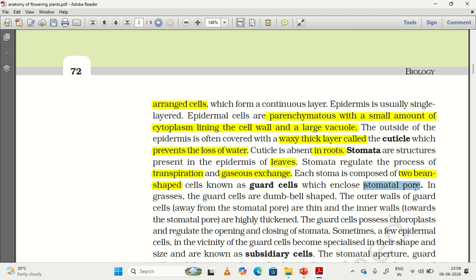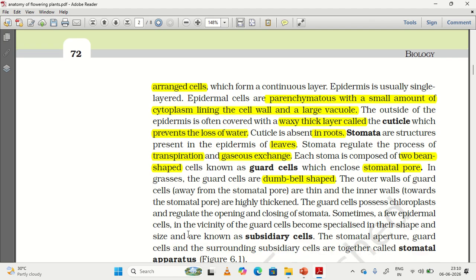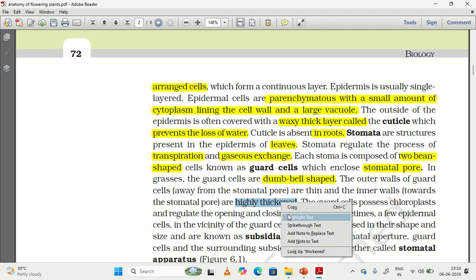You can see bean shaped structures, and in between you will have the stomatal pore. In dicots, it is bean shaped. In monocots, for example grasses, the guard cells are dumbbell shaped. The outermost wall of the guard cell is thin and the inner wall is highly thickened. You can see the difference in the thickening. The outer wall is thin whereas the inner wall is thick.